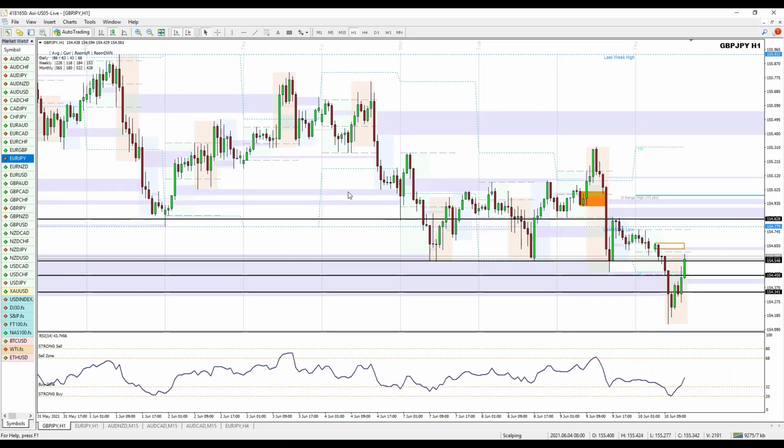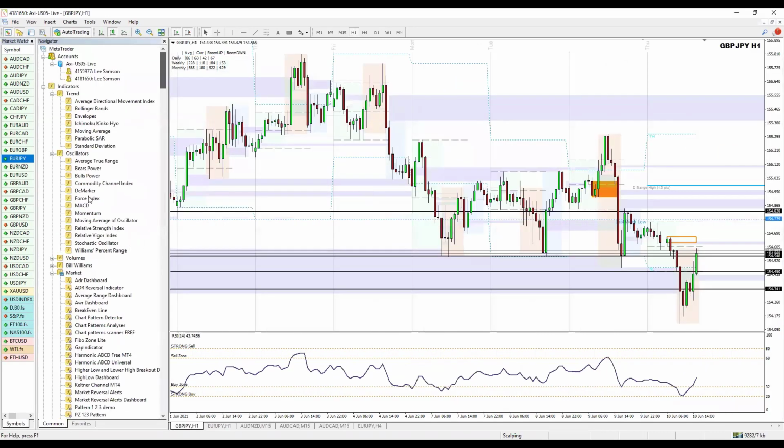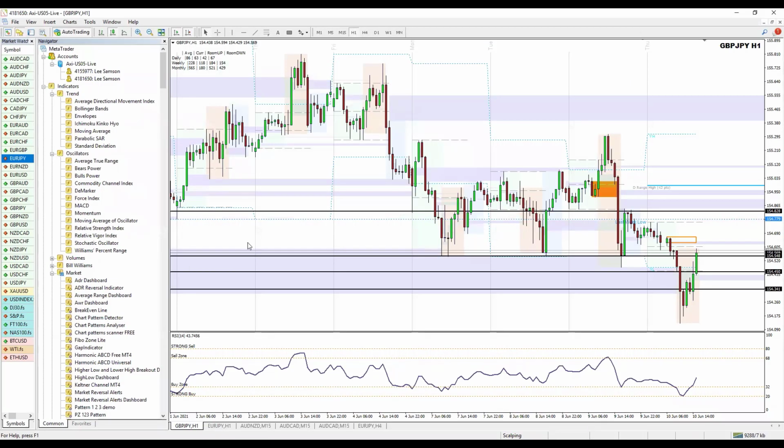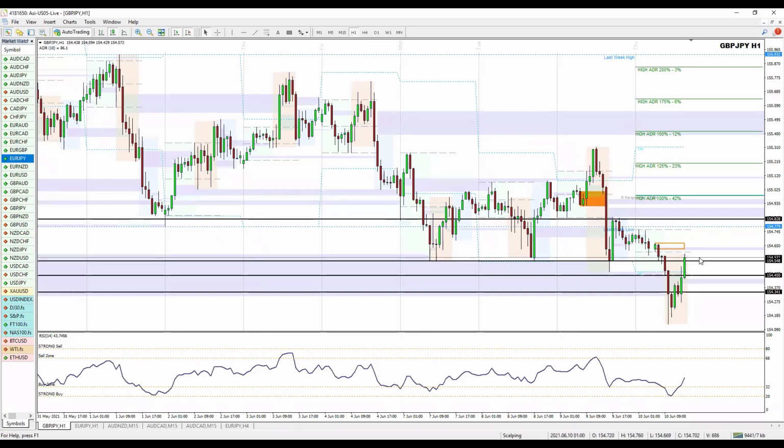Other good times to look for candlestick patterns is at highs, ADR highs in particular. So let me just find my ADR indicator. ADR highs. So when we get a push up to an ADR high, whether it be 100% or 150% or wherever it's going to get to. So if price pushes up and gets to 125 ADR, puts in a shooting star, which takes out a previous high, perfect time to get in.